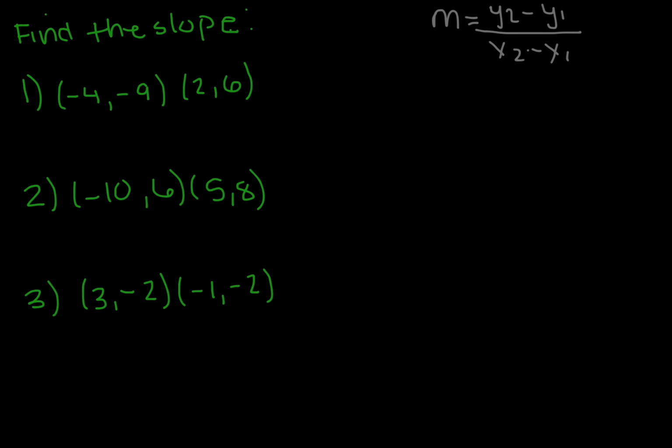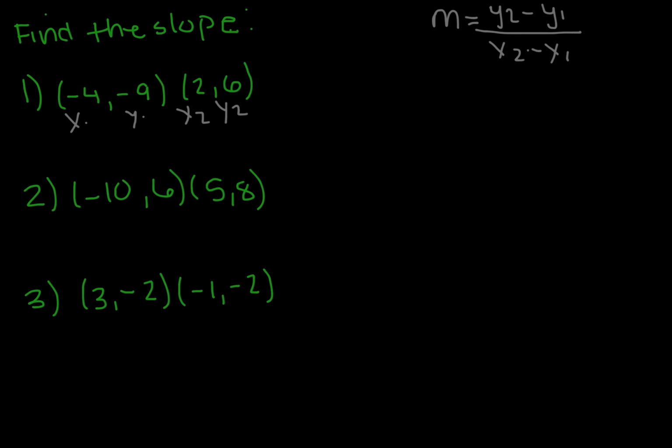Okay, so let's take our first problem. We have ordered pairs -4, -9, and 2, 6. So when I say y2, y1, what I mean is this is y1, this is y2, this is x1, this is x2. So we're going to take those numbers, plug them into the formula, and solve for the slope.